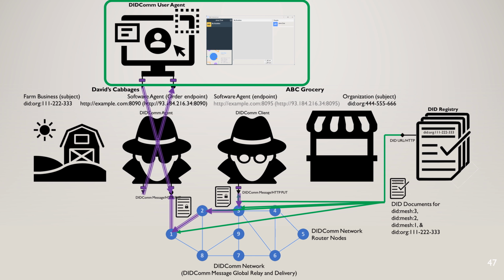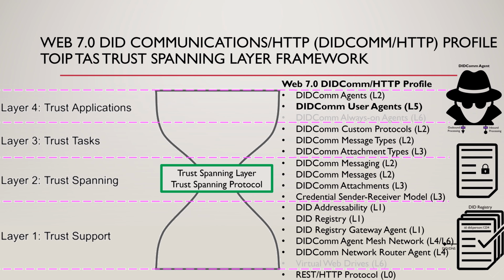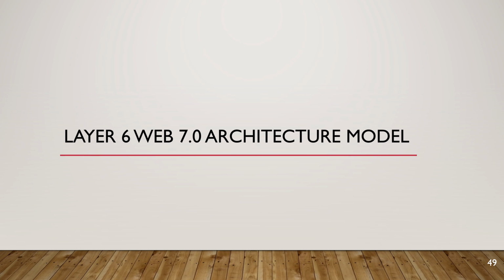Okay, so where do user agents figure in? Well, a simple addition at the layer 4 trust applications. It's a specialization of the DIDComm agents from layer 2 in the Web 7.0 model. And so we see that highlighted there in bold.